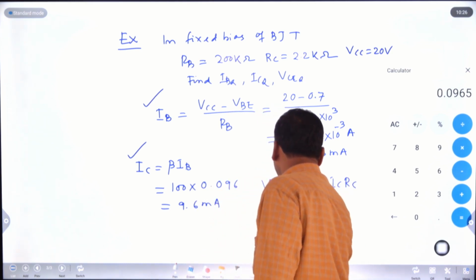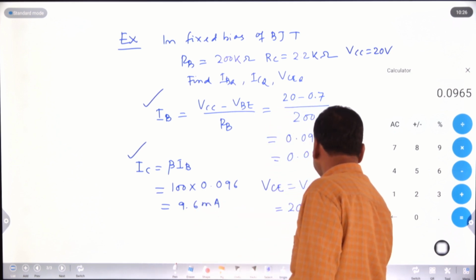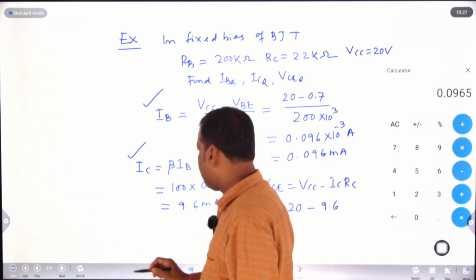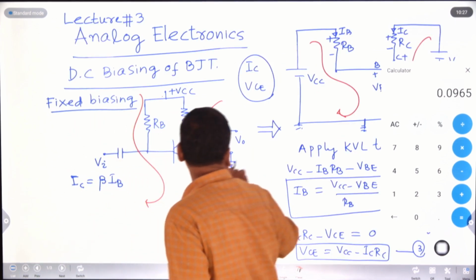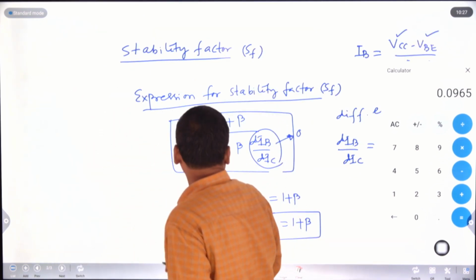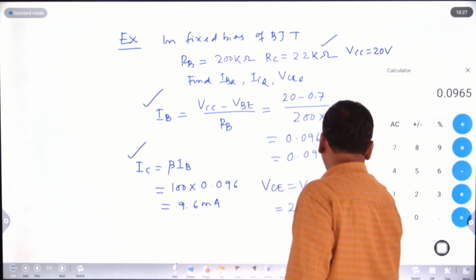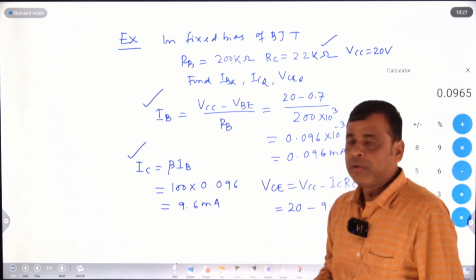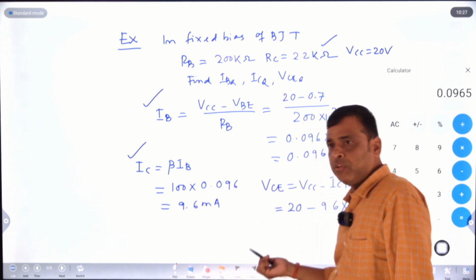So the VCC value is 20 minus IC, which is 9.6, times RC. The RC value given is 2.2 kilo ohm. So 9.6 into 2.2, where kilo ohm and milliampere give 10 to the power minus 3 into 10 to the power plus 3, which is 10 to the power 0, that is 1.